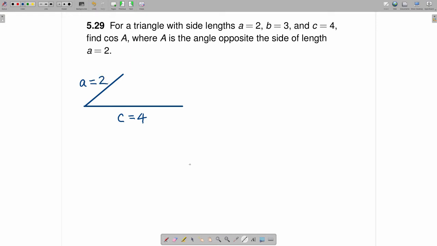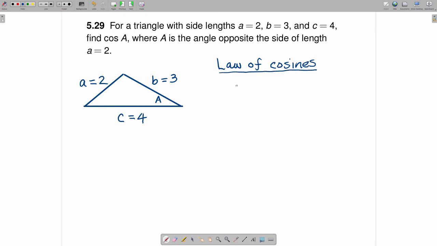And the other leg of the triangle will be b equals 3. This may not be exactly right, but it's pretty close. What we're interested in here is the cosine of A, where A is the angle that is opposite the side of length little a, and so we want the cosine of that angle. Well, there is something known as the law of cosines, which is the way to solve this problem.